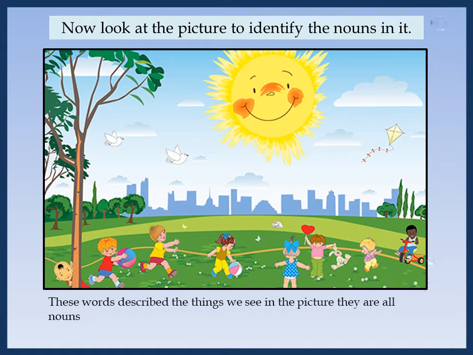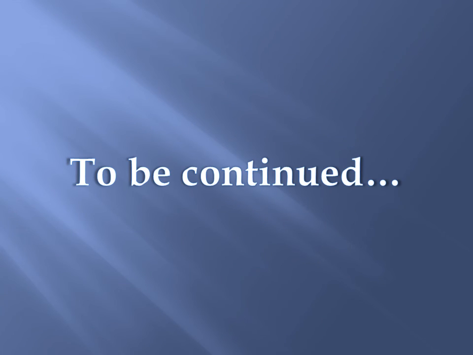Now look at the picture to identify the nouns in it. These words describe the things we see in the picture. They are all nouns: sun, kids, trees, kite, birds, buildings.